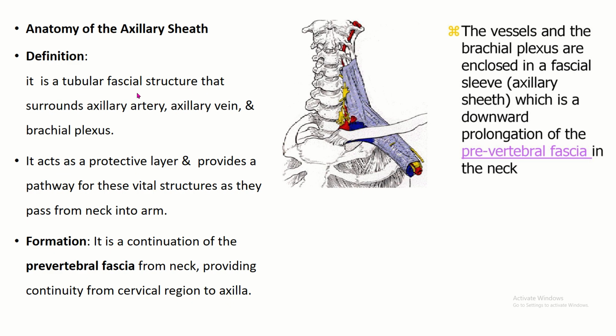Now, anatomy of the axillary sheath. It is a tubular sheath that surrounds the axillary artery, vein, and brachial plexus. It acts as a protective layer and provides a pathway as they pass from the neck to the arm. It is a continuation of the prevertebral fascia from the neck and provides continuity from the cervical region to the axilla.